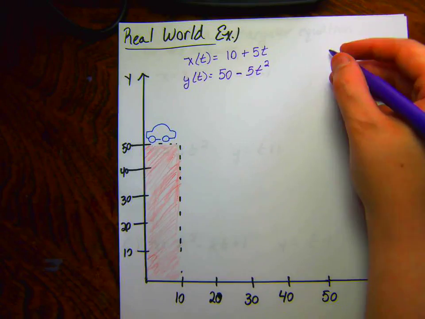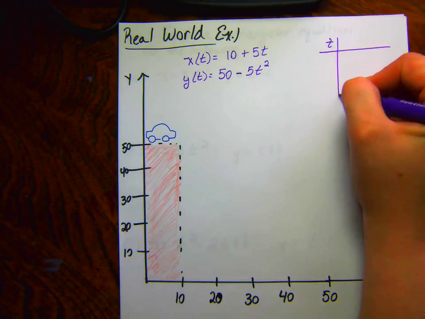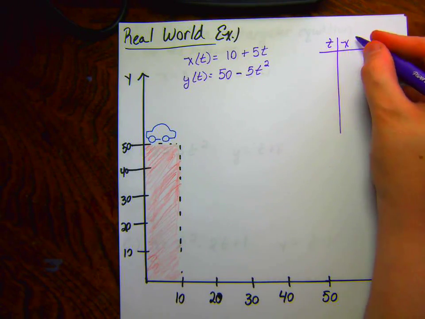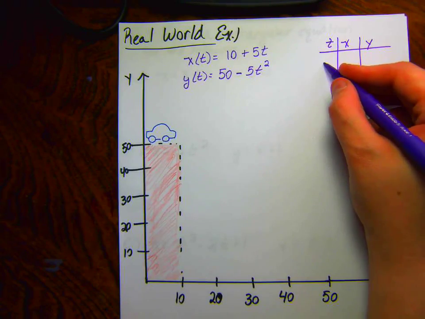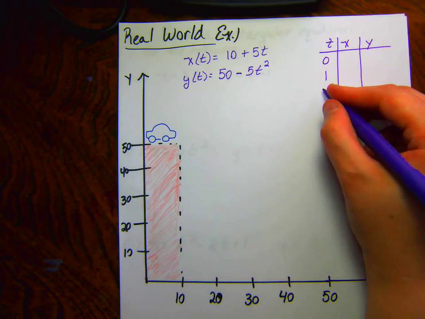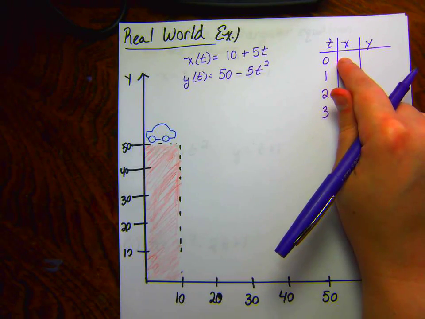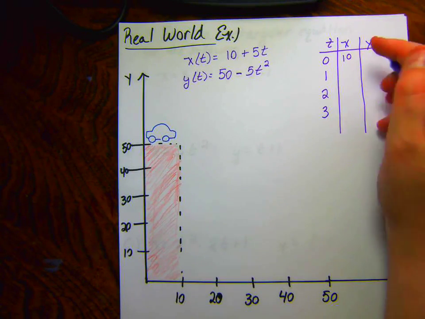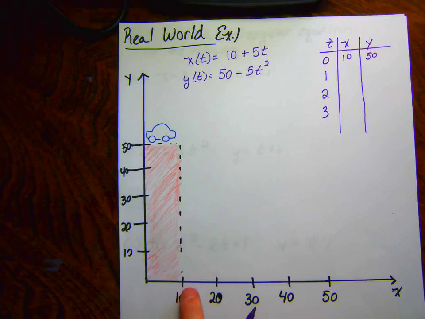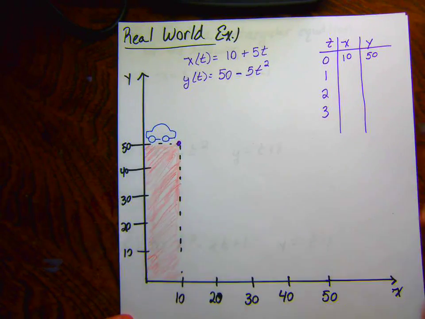Alright, now let's look at how our vertical and horizontal components change with time. Alright, so let's let t equal 0, 1, 2, and 3. So, when t equals 0, my x is 10, and when t equals 0, my y is 50. Now that makes sense because no time has passed, so my car is going to be at the starting position.